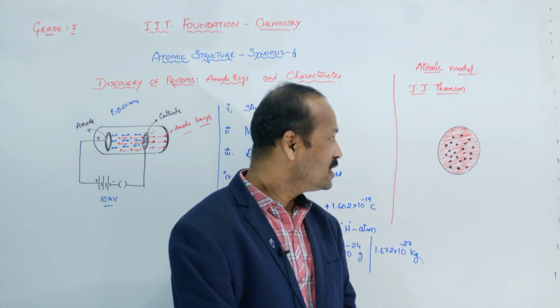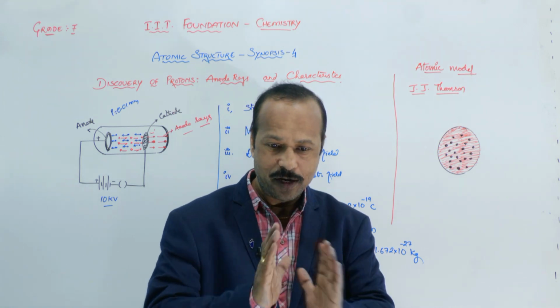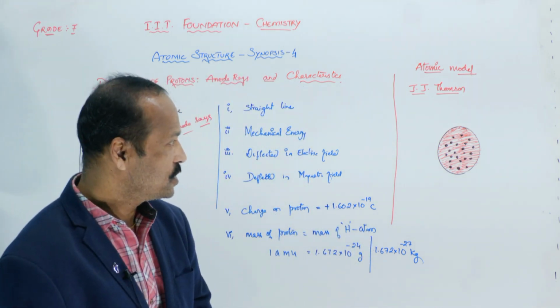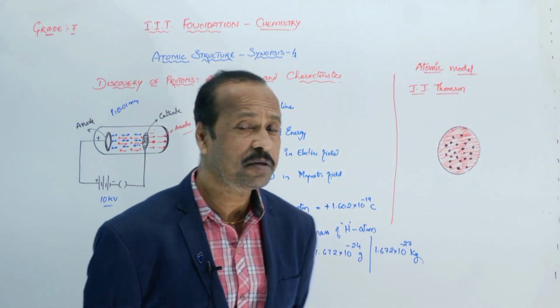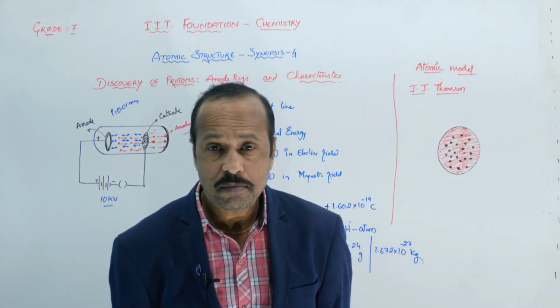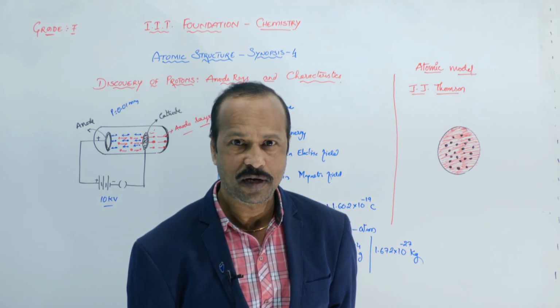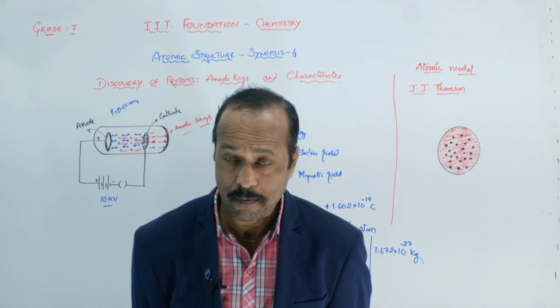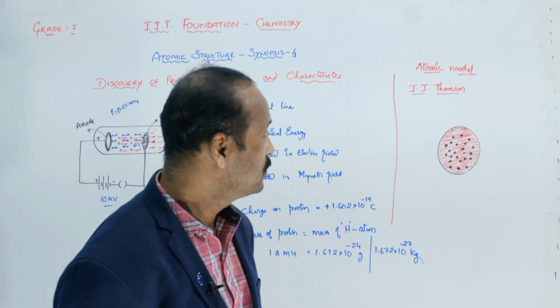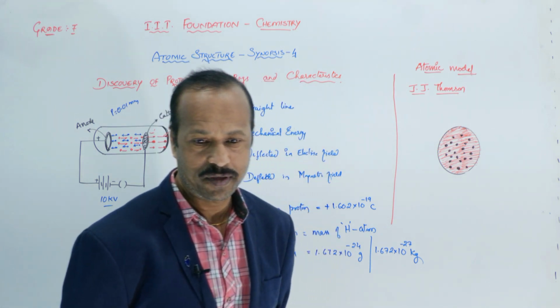Understood? So this is the atomic model proposed by J. Thomson. That's why the J. Thomson model is also called the watermelon model of atom. Which model? Watermelon model of atom, because he compared the structure of an atom with a watermelon, right?